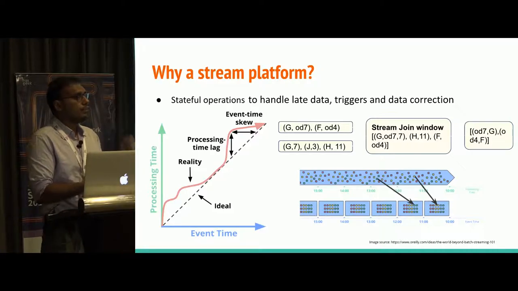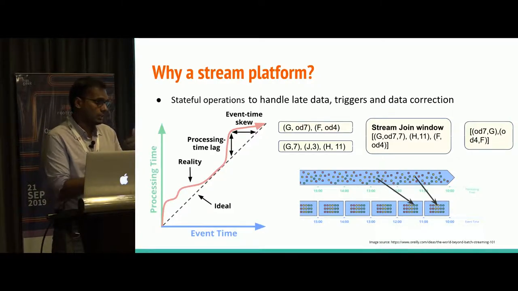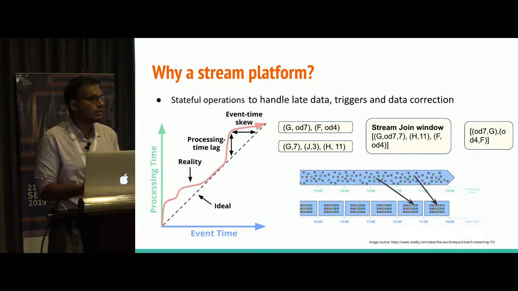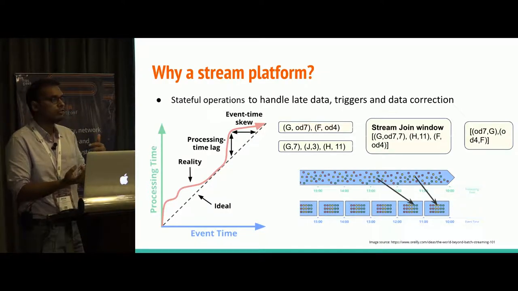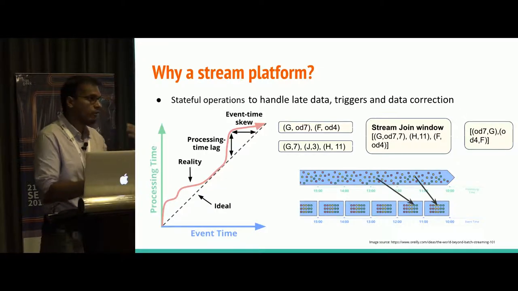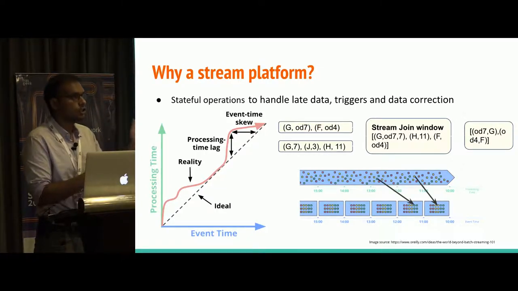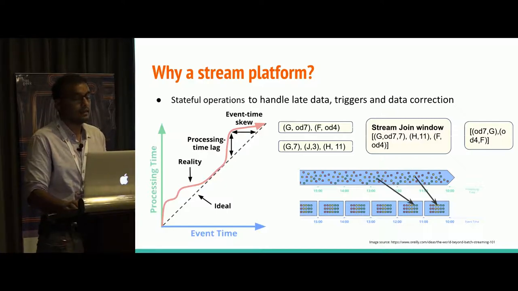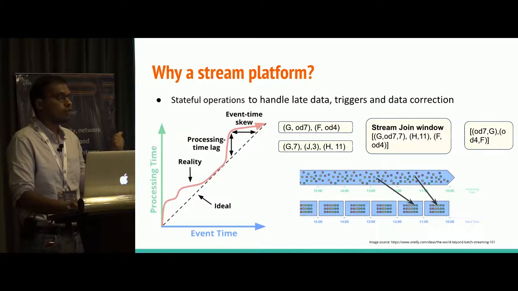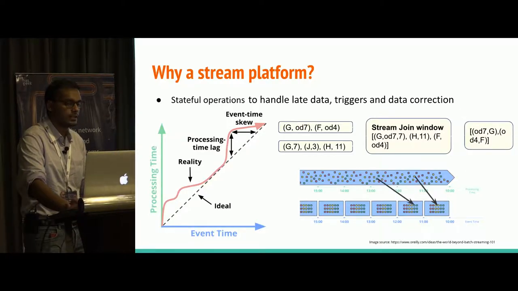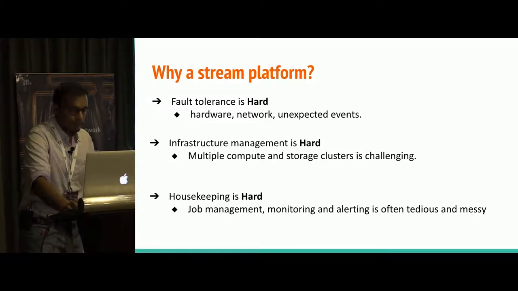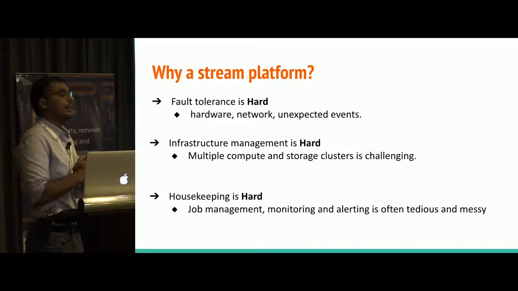Processing time is typically skewed from the event time. And that could be because of processing delays, it could be because of event failures, network failures, and so on and so forth, right? So typically your processing time skews, and therefore you are either getting late data or out of order data, right? And that's why you now need to start remembering state so as to be able to process that. Yeah, again, infrastructure management is hard.